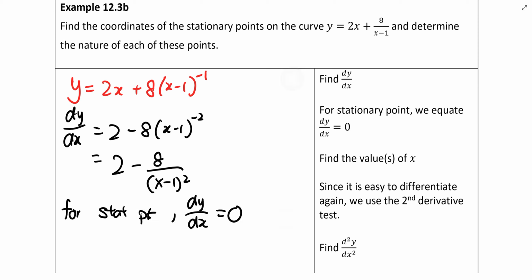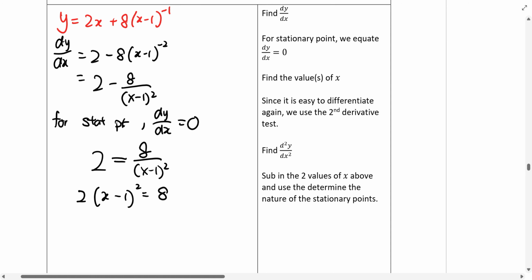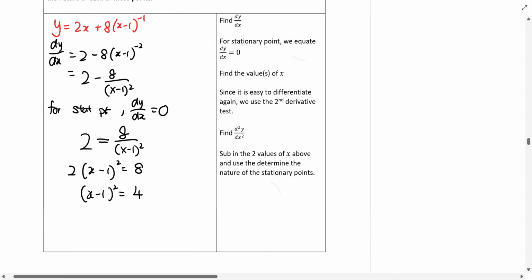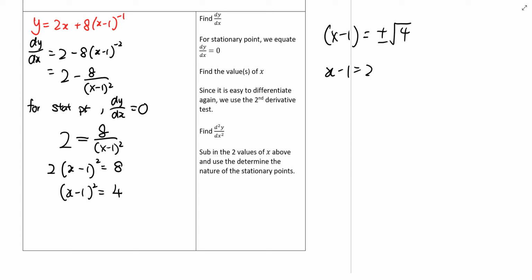Always bring the fraction to the right side. 2 equals 8 over (x minus 1) squared. Do not open the (x minus 1) squared. Just multiply this up. 2(x minus 1) squared equals 8. And then the 2 bring down. (x minus 1) squared equals 4. We will have my two answers. x minus 1 equals plus minus square root 4. So x minus 1 is equal to 2, or x minus 1 is equal to negative 2. x equals 3, or x equals negative 1.